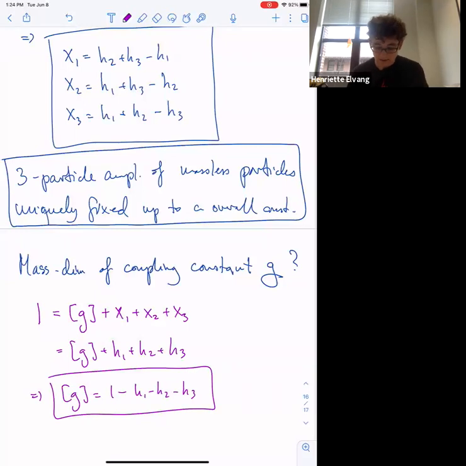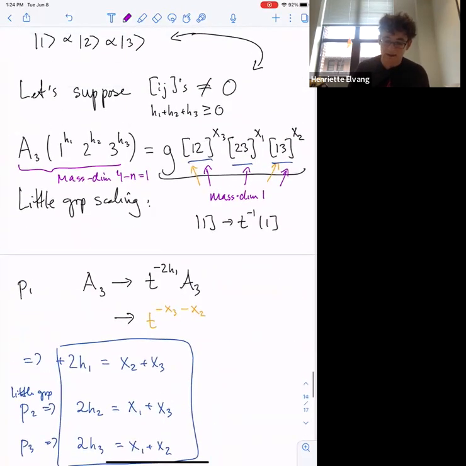Why does this make sense? Well, it makes sense that the higher helicities you have, the more negative mass dimension you have, because the higher helicities you have, the higher powers of x appear. That means that it's an interaction with more derivatives. And if you have more derivatives, you need to keep the overall dimension in your Lagrangian fixed, so that the action is dimensionless, and that gives you that G has to have more negative mass dimension.